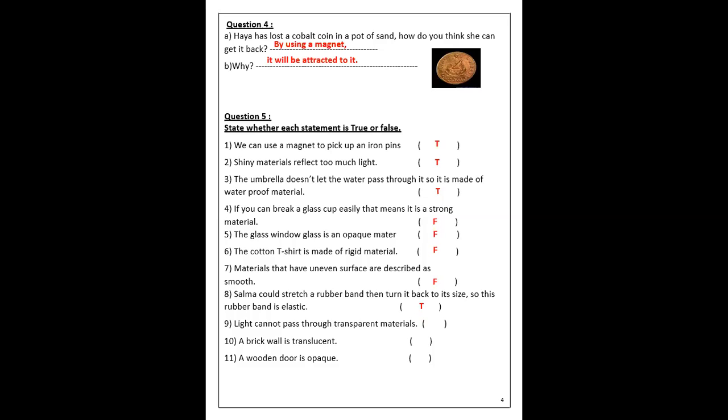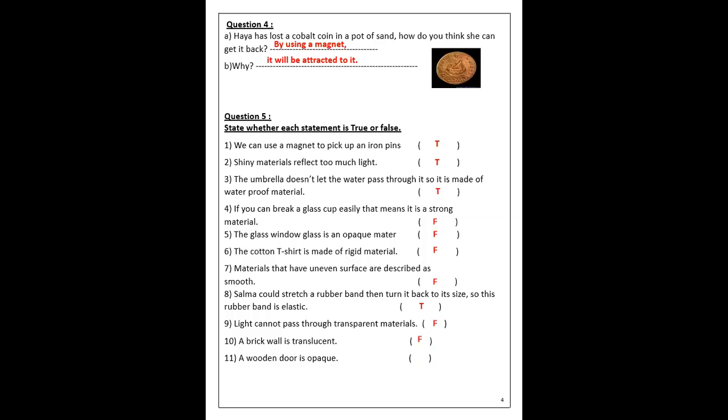Okay, number 9, light cannot pass through the transparent material. We have revised the transparent, opaque, and translucent. So light cannot pass through the transparent. This is false, of course. It can pass, that's why we can see. Number 10, a brick wall is translucent. Can you see some light or something behind the brick wall? Of course, no, it's false. So it is opaque, not translucent. We can't see anything through the brick wall.